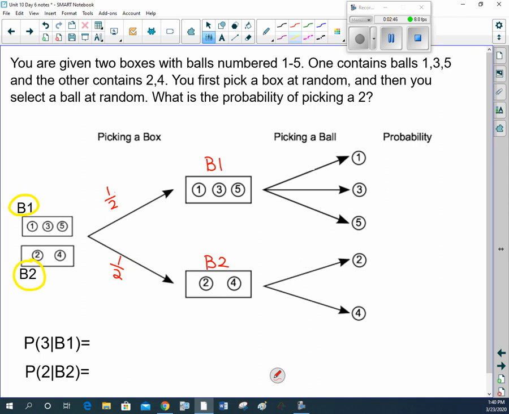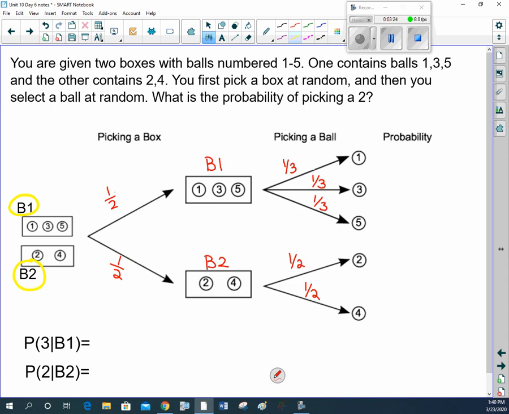From there, after you've picked a box, there's a probability of picking a ball. The probability of picking a 1 is 1 out of 3 because there are 3 balls in box 1. So this would be 1/3. The probability of picking a 3 would be 1/3, and the probability of picking a 5 would be 1/3. Then in box 2, the probability of picking a 2 is 1/2, and the probability of picking a 4 is 1/2. There are only 2 balls in that box, so it's 50-50 that you're going to get the number 2 or 4.